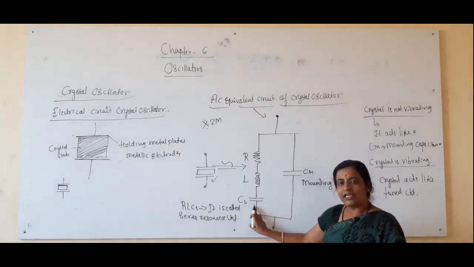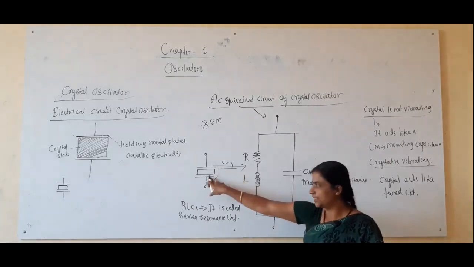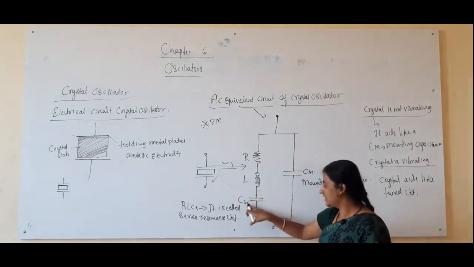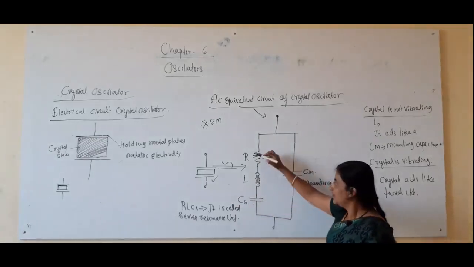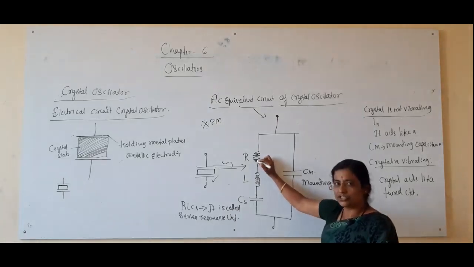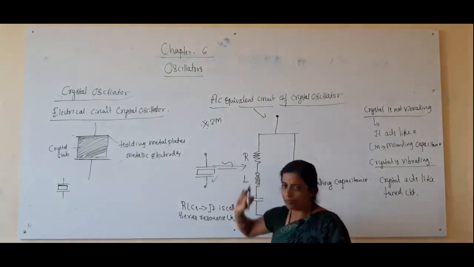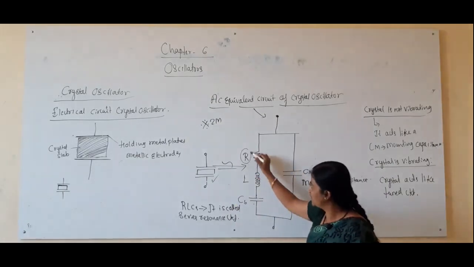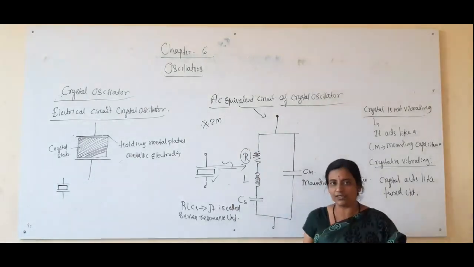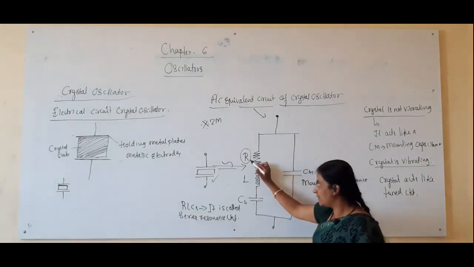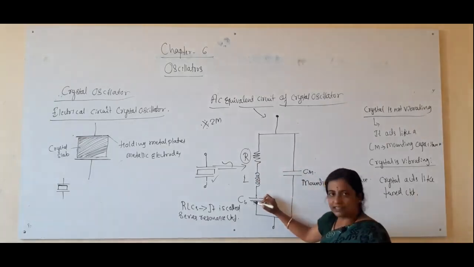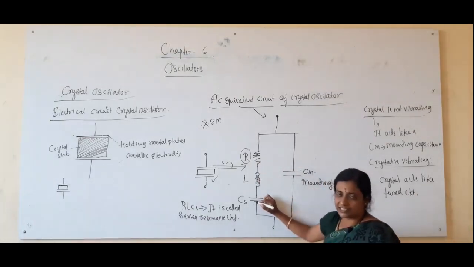CS is the electrical equivalent of the elasticity of the crystal, the elasticity with which it vibrates. R represents the electrical equivalent of mechanical friction, whatever mechanical friction is present inside the crystal. These values are related to the crystal properties: R represents the mechanical friction, L represents the crystal mass, and CS represents the crystal elasticity.